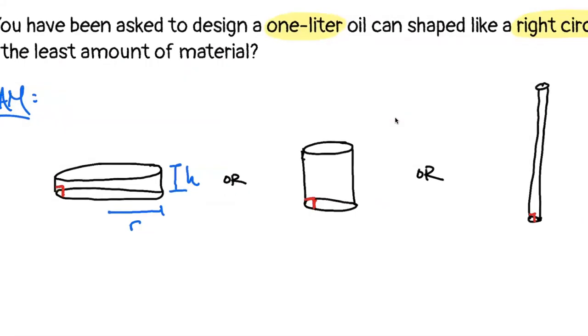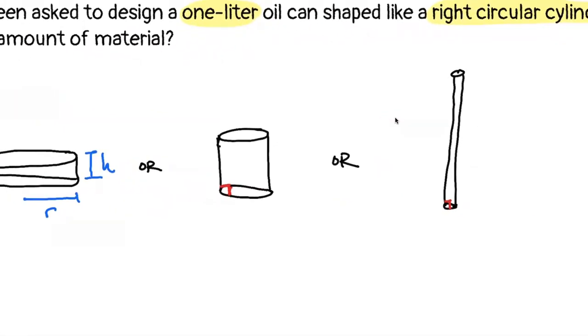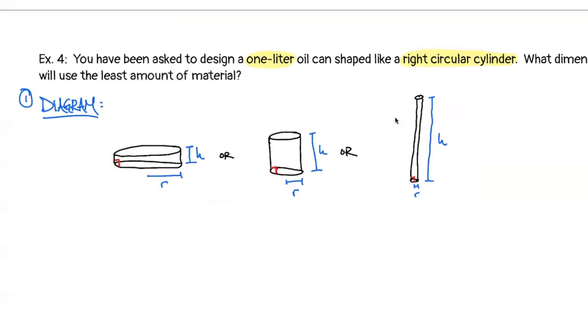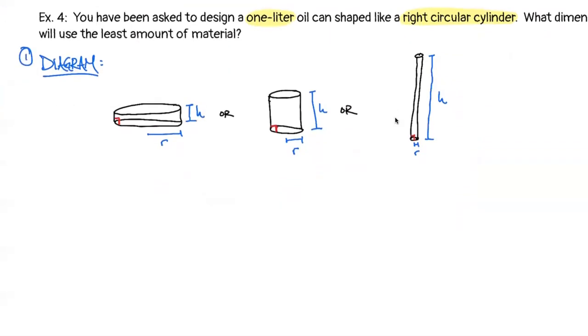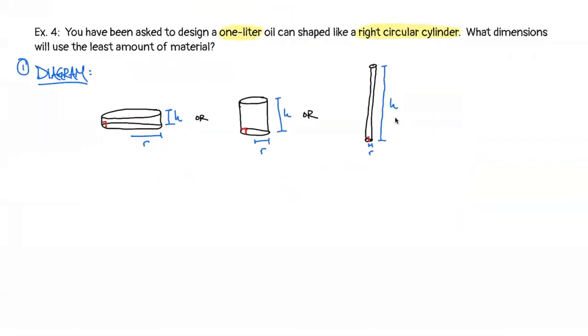Okay. Similarly, we could say the radius would be here in the second can, and this would be the height. And in the last one, we've got a very tiny radius, but a very tall height. Okay, so you do not have to draw all three. You just need to draw one and label it appropriately.